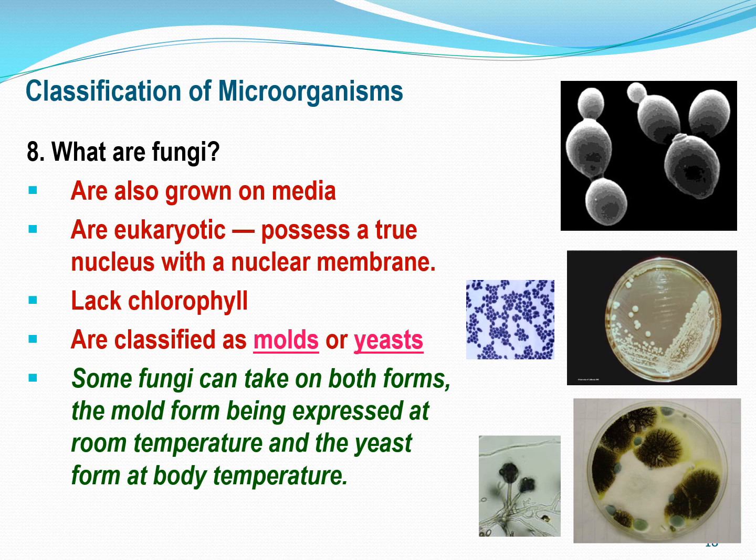Okay, we're going to list out some things about it, right? You see all these pictures of it under the microscope and on media over here to your far right. They also are grown on media, right? They're eukaryotes. They possess a true nucleus with a nuclear membrane. They lack chlorophyll. They are classified as molds or yeast. And remember, some fungi can take on both forms, the mold form being expressed at room temperature and the yeast form at body temperature.